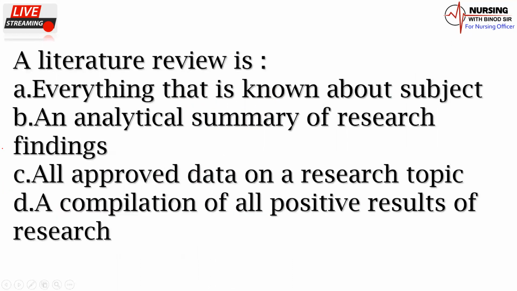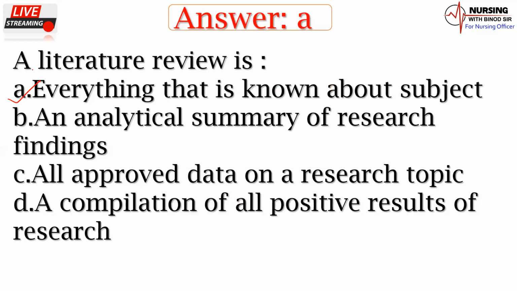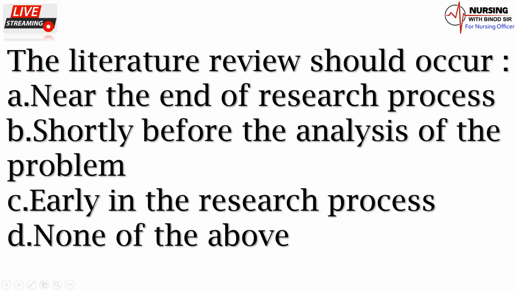A literature review is: option A, everything that is known about subject. B option, an analytical summary of research finding. C option, all approved data on a research topic. D option, a compilation of all positive results of the research. So what is the right answer of this question? Here the right response will be the option A. You must have to remember this one. Okay. Now we'll come back to next question.